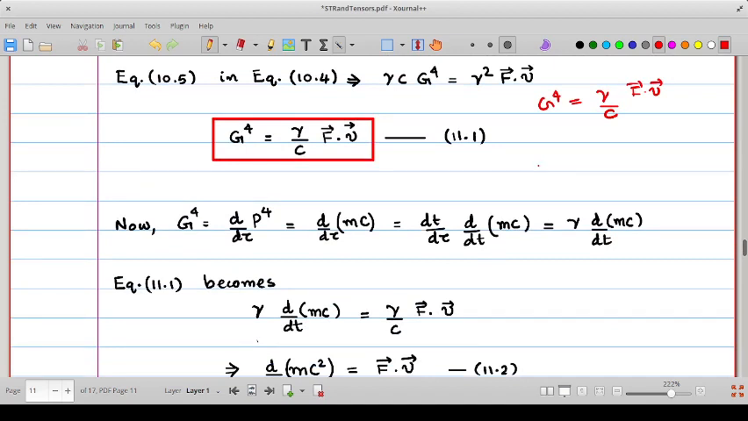Now, from our generalized force equation, we got an expression for g4 in terms of f dot b, but we want to know what this quantity is. From our generalized equation, we have d by d tau of p4 is equal to g4, but g4 is equal to gamma by c, f dot v.